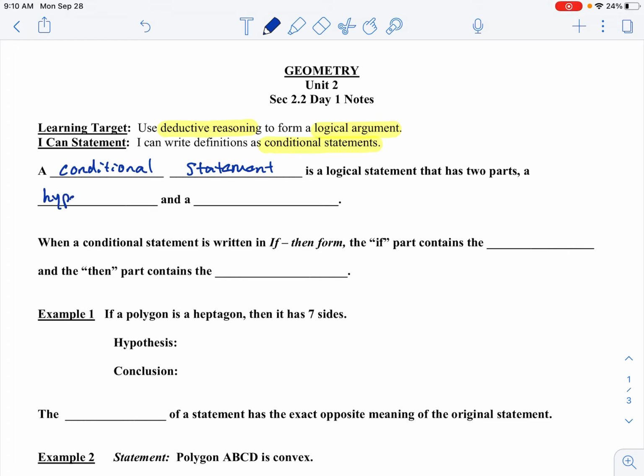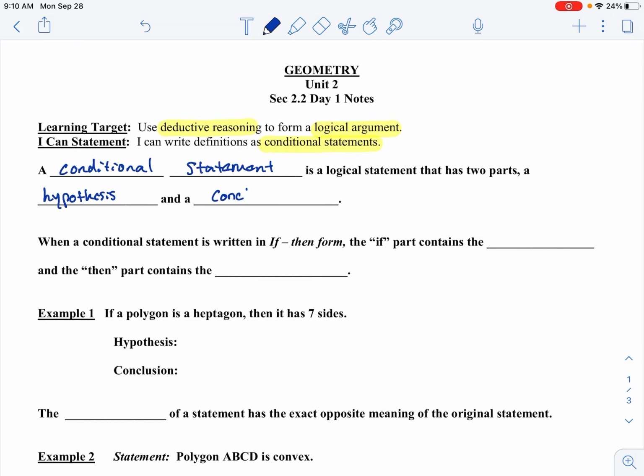It has a hypothesis and a conclusion. Now, I believe this is something you've seen before, at least in middle school science. But in our statements here, every conditional statement will have a hypothesis and conclusion, and these will be written in if-then form. So if, then our hypothesis, and then comma, then our conclusion. We're going to be writing those in this unit in that kind of situation.